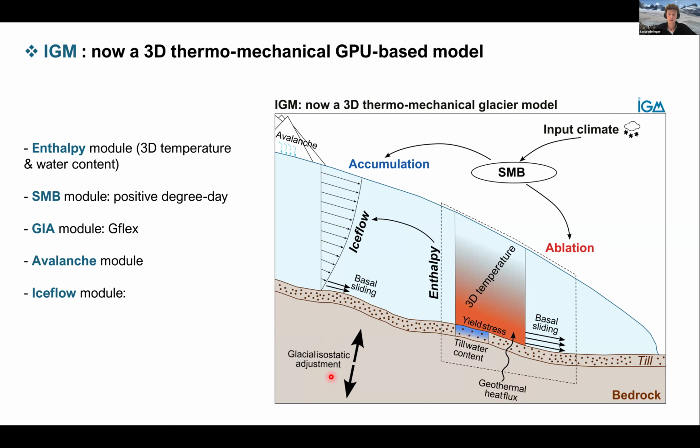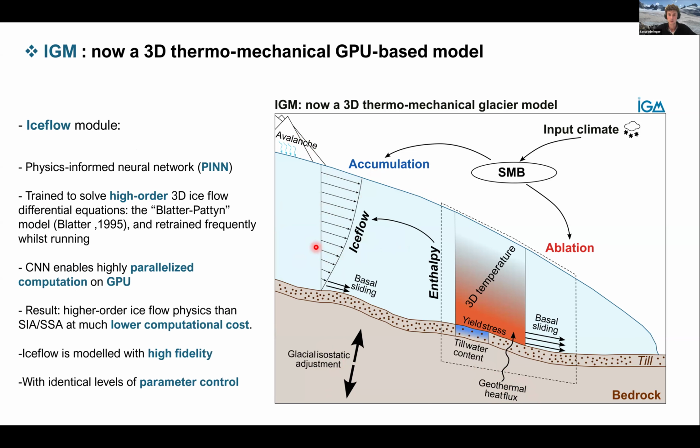We have a glacial isostatic adjustment module that controls the amount of loading and unloading on the lithosphere from the weight of the ice. And we have an avalanche module also to redistribute snow and ice from very steep slopes, which becomes increasingly important when you start having high resolution topography. And then the ice flow module, of course, is the most important part, what controls the ice thickness and updates your velocity fields, and is traditionally the most expensive part.